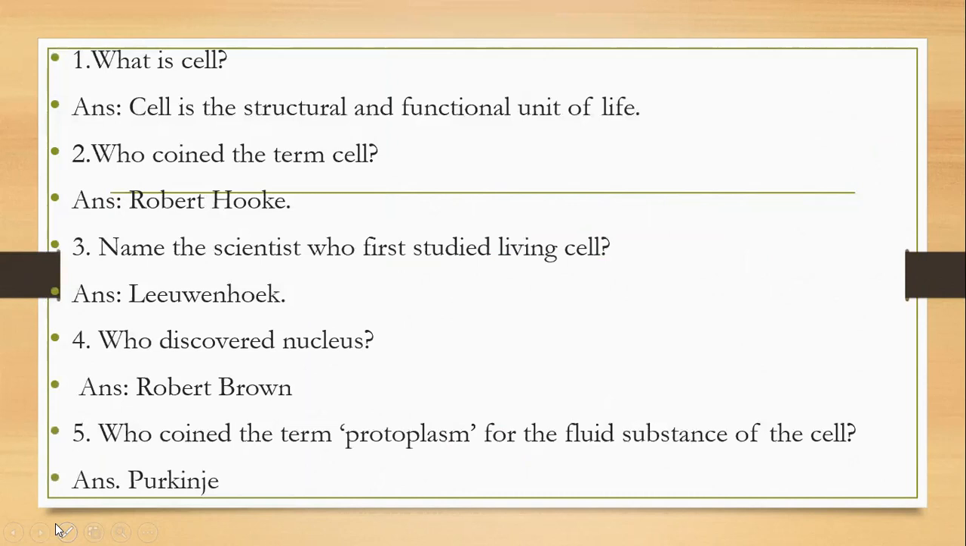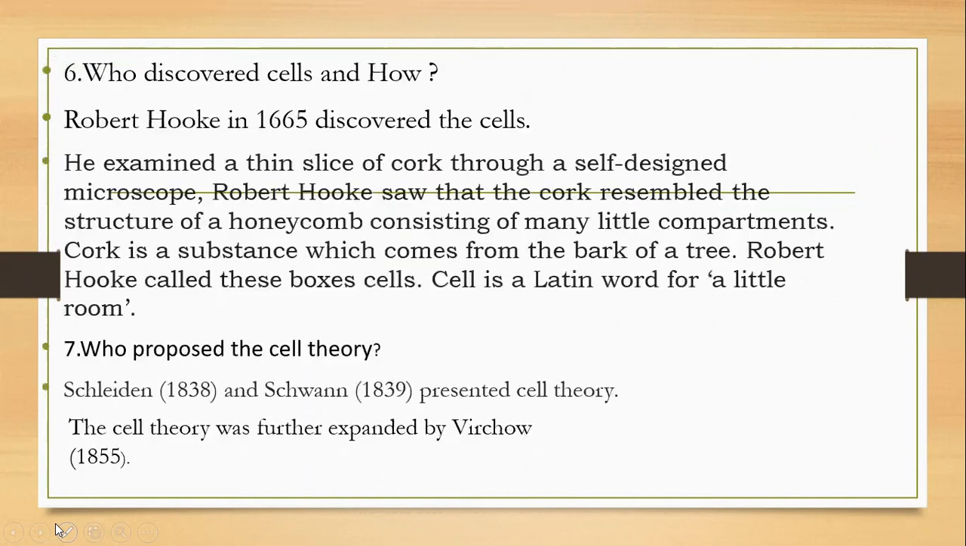Now in this topic, what all things did you learn? What is cell? Cell is the structural and functional unit of life. Who coined the term cell? Robert Hooke. Name the scientist who first studied living cell. Leeuwenhoek. Who discovered nucleus? Robert Brown. Who coined the term protoplasm for the fluid substance of the cell? Purkinje.